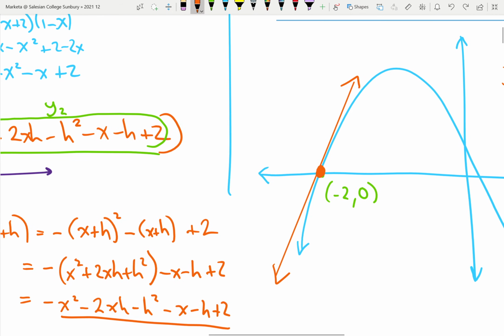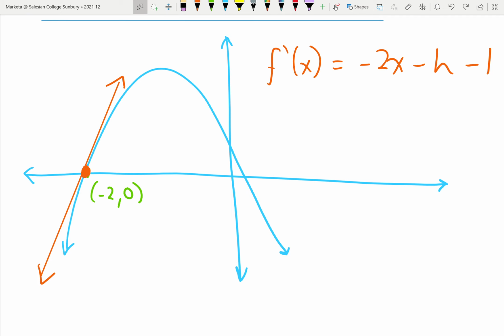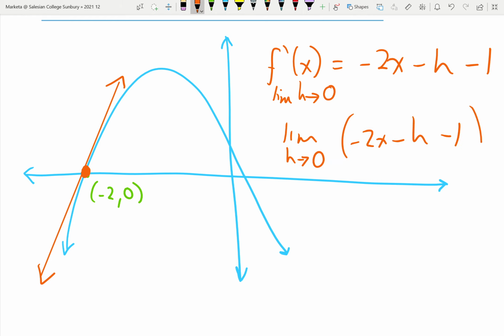So what we do, and again you probably remember from year 11, is we take a limit as h approaches 0. So h won't equal 0, but it's very, very close to 0. And we can say the limit as h approaches 0 of negative 2x minus h minus 1, and I'm just going to make h equals 0 there, so it equals negative 2x minus 1. Of course, it just cancels out the h there.